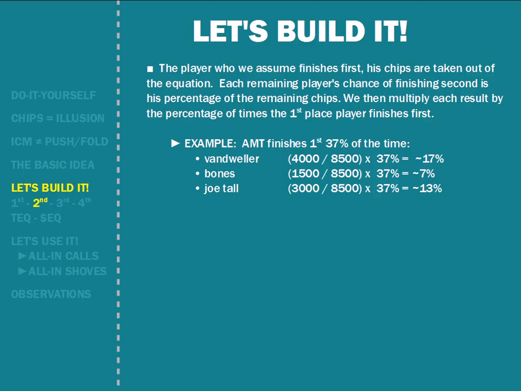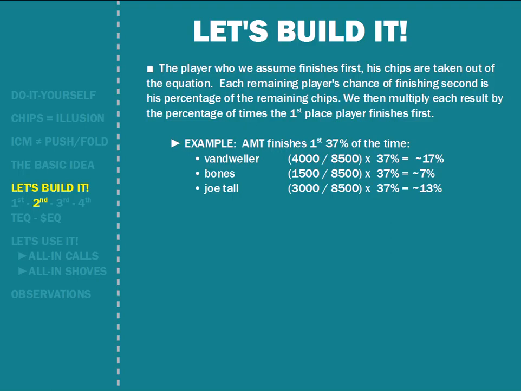Bones, similarly, has 1,500 of the total remaining 8,500 chips. We do the division, multiply by 37%, and we get 7%. And then Joe Tull has 3,000 of the 8,500 remaining chips. We do the division, multiply by 37%, and we get 13%. Since we know AMT finishes first 37% of the time, the numbers for each player finishing second behind him should total 37. So 17 plus 7 is 24, plus 13 is 37.